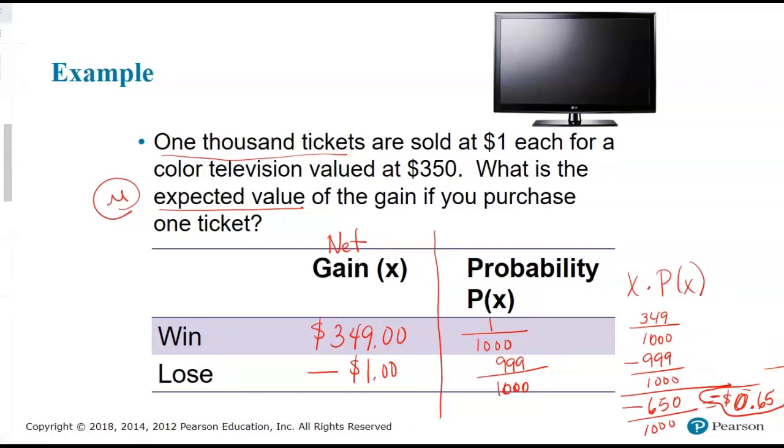Okay. All right, so my expected value or my mean for this scenario is negative 65 cents. In other words, if I play this and buy tickets over and over and over again, then I'm going to average losing about 65 cents for every time that I play this.